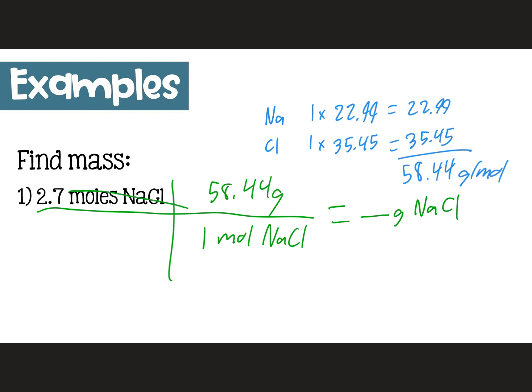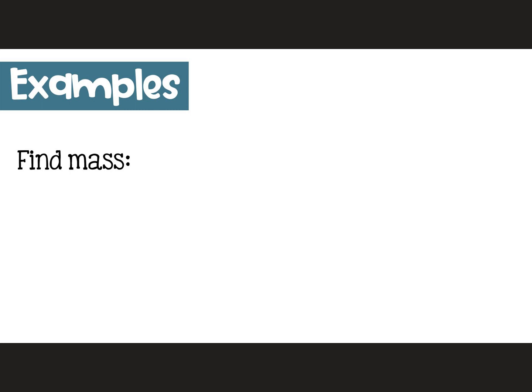Now that we have the unit we want, we can multiply across the top and divide by the bottom. 2.7 times 58.44 gives us a mass of 157.788 grams. Therefore, we have 158 grams of NaCl. One thing to keep in mind when using this method is that both the top and bottom have to be equivalent, so they have to be part of the same fact, in this case, the molar mass.